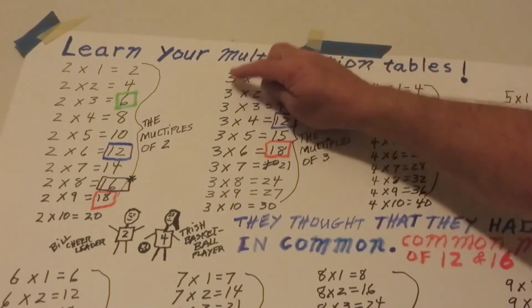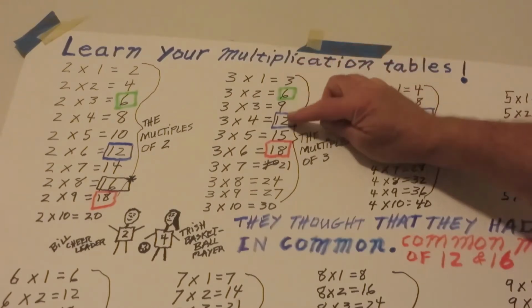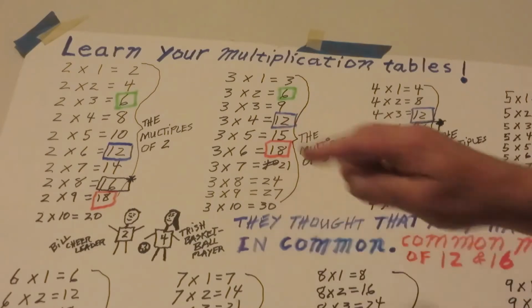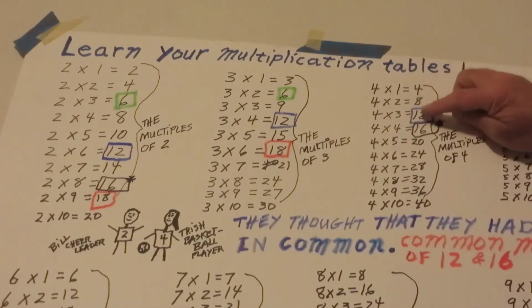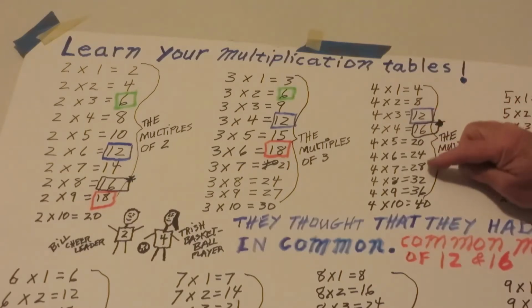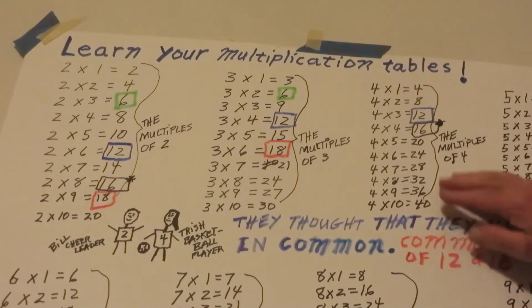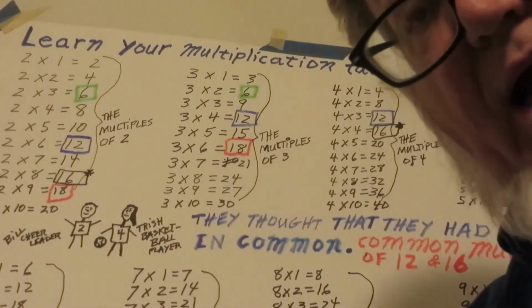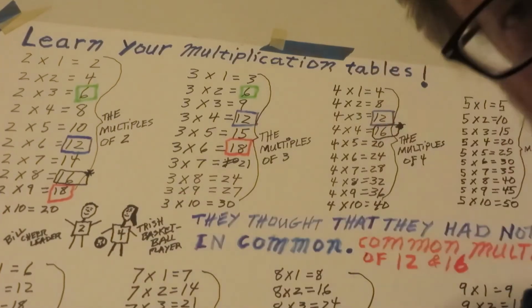The multiples of the number 3 are 3, 6, 9, 12, 15, 18, 21, 24, 27, 30. Multiples of 4: 4, 8, 12, 16, 20, 24, 28, 32, 36, 40. The multiples are important when we work on fractions. But let's think about something first.